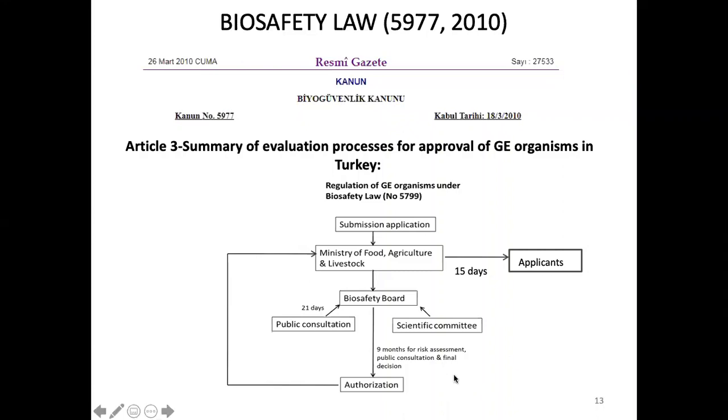TAGEM is the general directorate under the Ministry of Agriculture and Forestry, and they are responsible mainly for agricultural policy and research, and this TAGEM is authorized under the Ministry of Agriculture and Forestry to make the final decision. And the public consultation is about 21 days.